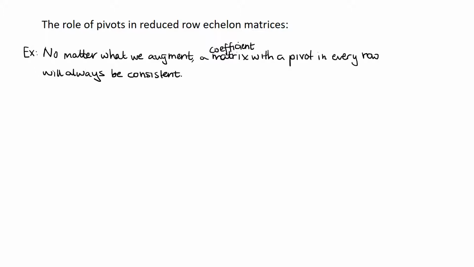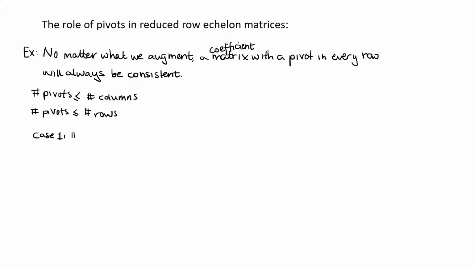We're going to just work with this a little bit more with the following example. So the claim is that no matter what we augment, a coefficient matrix with a pivot in every row will always be consistent. Okay, so there are a couple of cases here. So remember that the number of pivots is less than or equal to the number of columns, and the same thing is true for rows. So we have the maximum number of pivots for our rows. Okay.